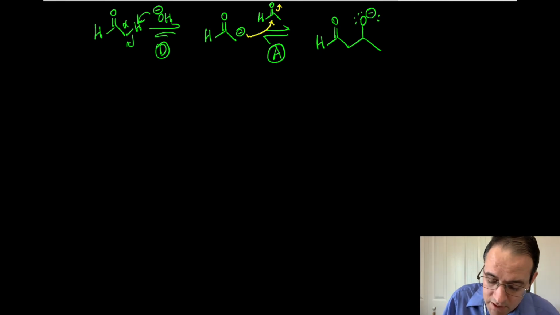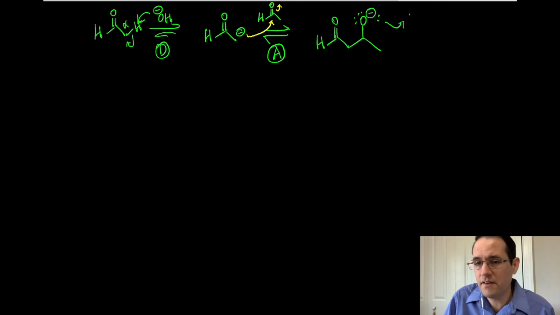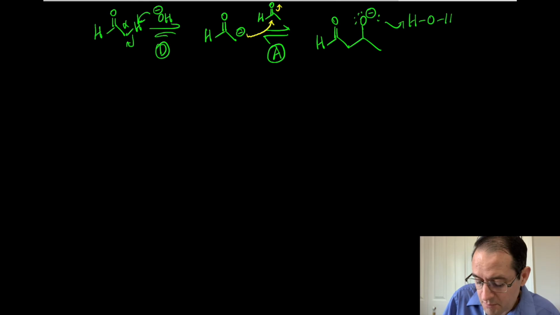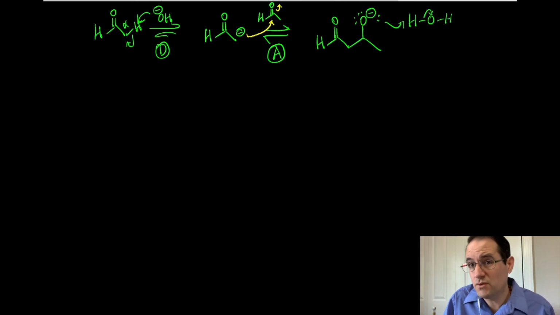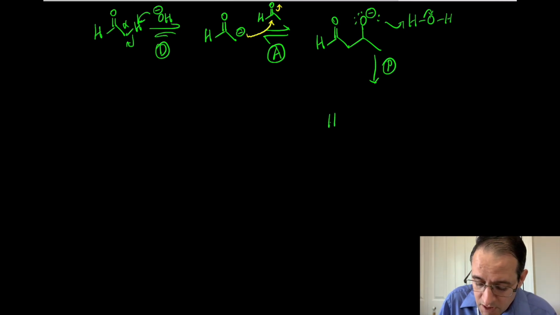And these electrons right on the oxygen are going to become protonated because we're operating in a protic solvent, water maybe, or ethanol or methanol or something. So this is going to be your protonation step to give you the aldol product, okay? So this should all be review at this point. We've talked about this earlier in the lecture.